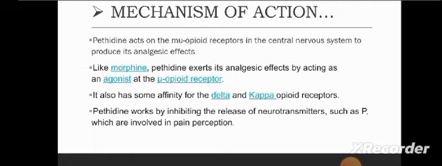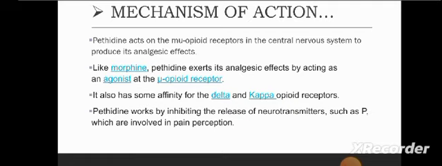Pethidine acts on the mu-opioid receptors in the central nervous system to produce its analgesic effects. Mu-opioid receptors are a class of opioid receptors with high affinity for alpha-endorphin and beta-endorphin, but with a low affinity for dynorphins. Like morphine, pethidine exerts its analgesic effect by acting as an agonist at the mu-opioid receptors. It also has some affinity for the delta and kappa opioid receptors.